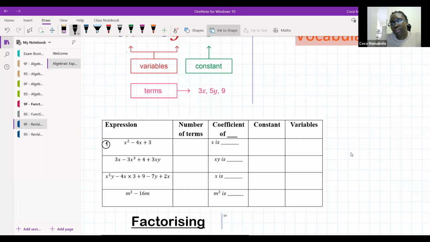3, ma'am. 3, good. We have 3. We can split them. We can draw our term lines over there. And that's 3 terms. Excellent work. Well done. 3 terms. Right.